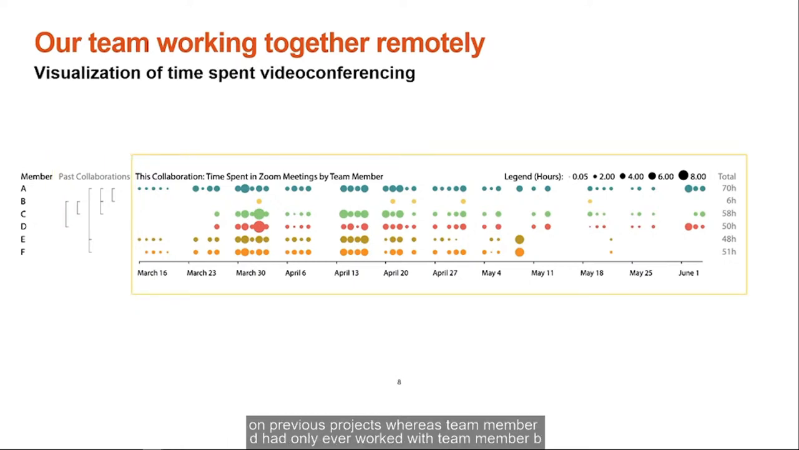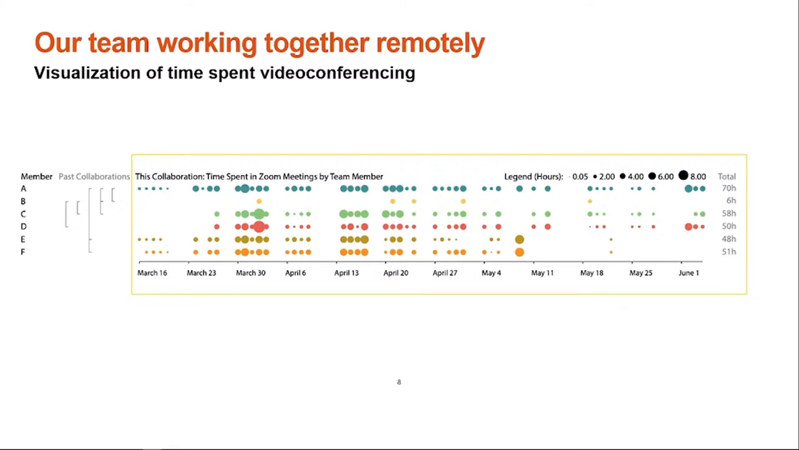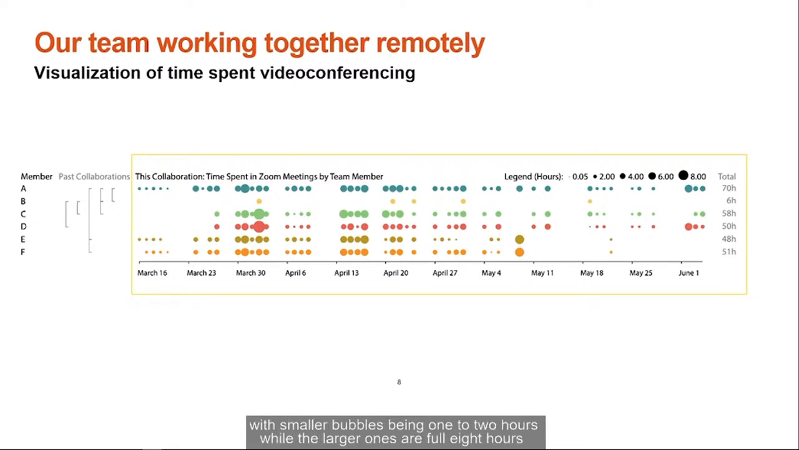The right side of this graph shows time spent video conferencing via Zoom. The size of the bubble represents the number of hours spent on Zoom, with smaller bubbles being 1 to 2 hours, while the larger ones are full 8 hours of the day on Zoom. You can see from this chart that spending time together was very important in our process. When we looked at this data in the context of our design evolution, we see that the surges in our meeting times correspond with data discovery, ideation, and iteration of our design.